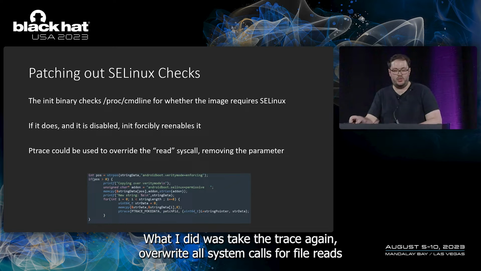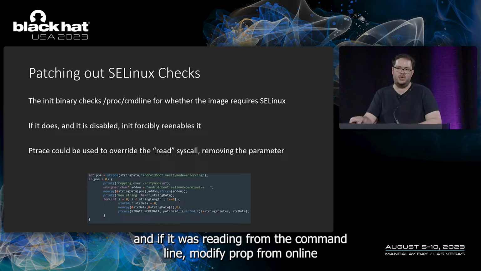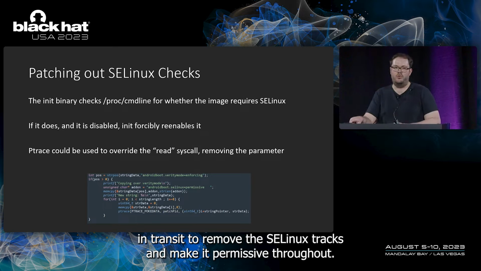What I did was take ptrace again, override all system calls for file reads, and if it was reading from the proc command line, modify the proc command line in transit to remove the SELinux checks and make it permissive throughout.